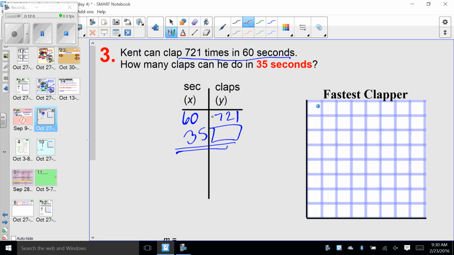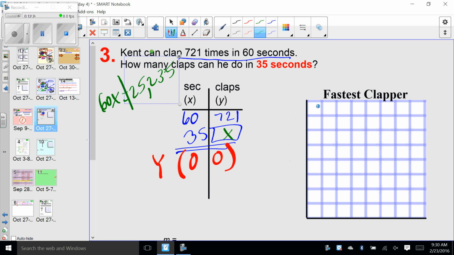We want to know if this is proportionate. Does it go 0, 0? Which means if we haven't started the clock yet, how many times did Kent clap? Well, if we're not keeping track of his claps yet, it's proportionate, which means that I can take t-table cross products. So we have 60x equals 721 multiplied by 35.